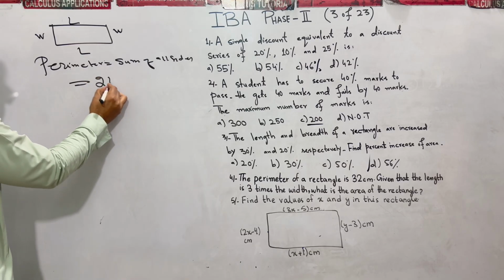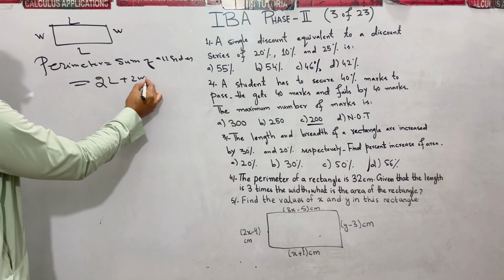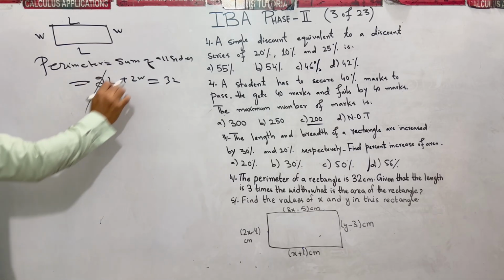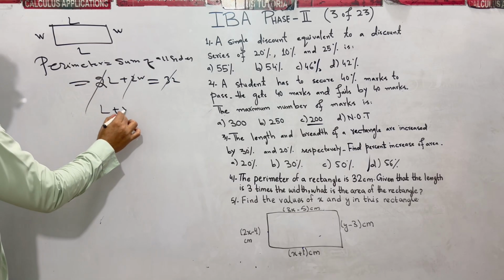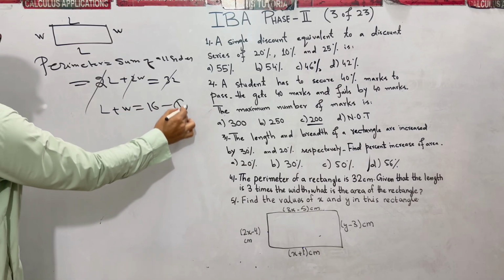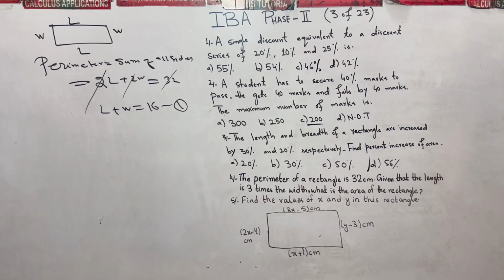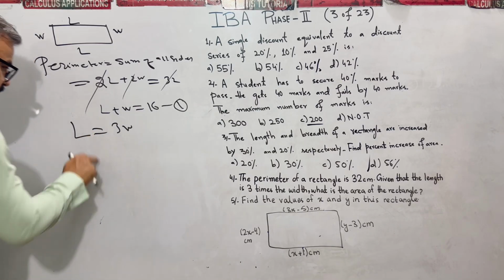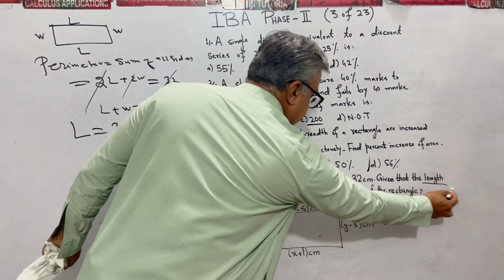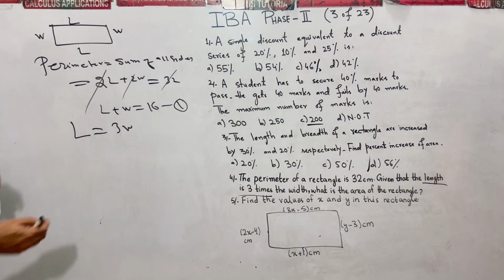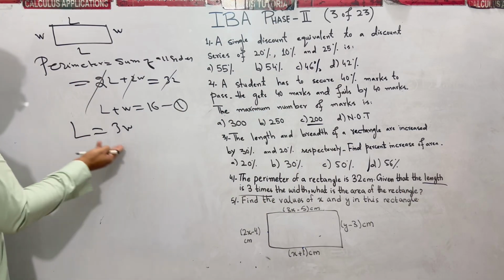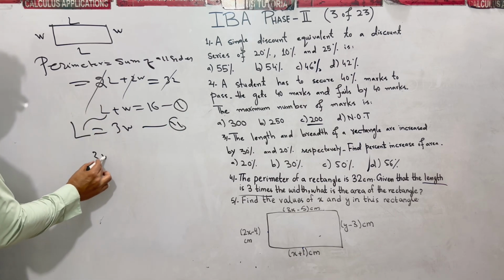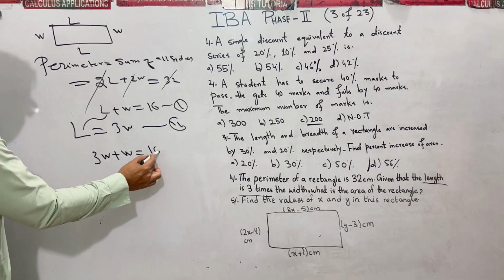Sum of all sides: L, L, 2 times L, 2 times W. Perimeter is given to us, that is 32. Dividing throughout by 2, I have L plus W is equal to 16. Equation number 1. Furthermore, given that length is 3 times width, just plug in 3W instead of L. That's our equation 2.